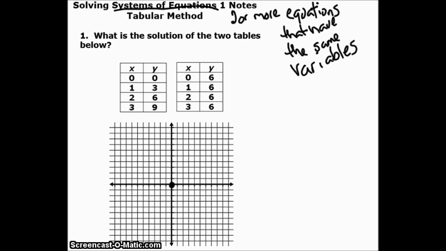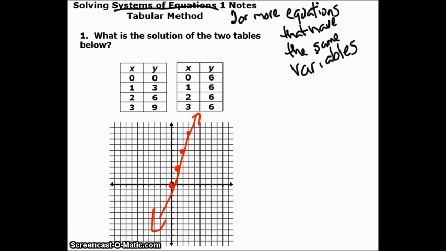So let me get a color that you can see there. It's kind of black on black. It's not showing up real well. All right, so we've got 0, 0, 1, 3, 2, 6, 3, 9. Okay, so this is definitely a linear equation.